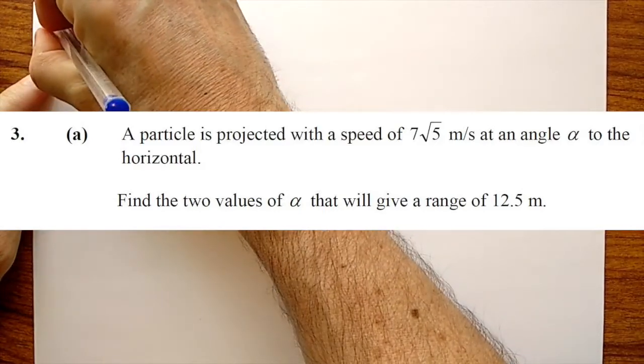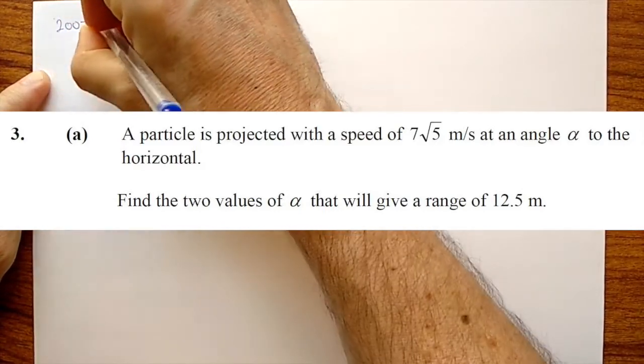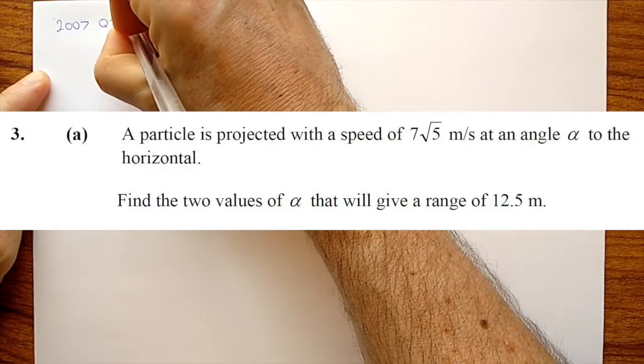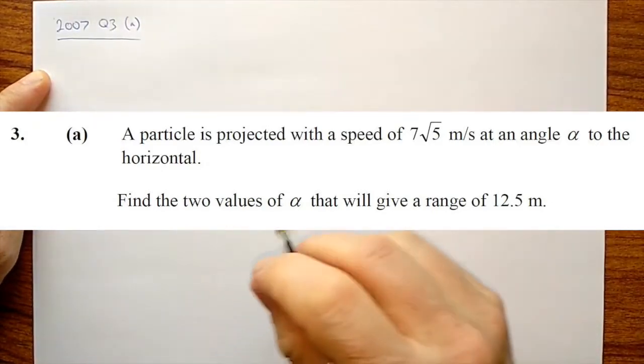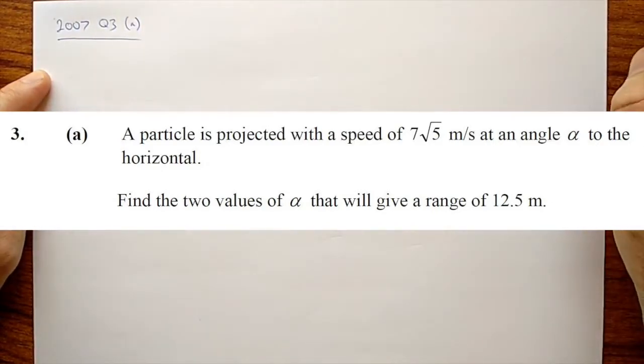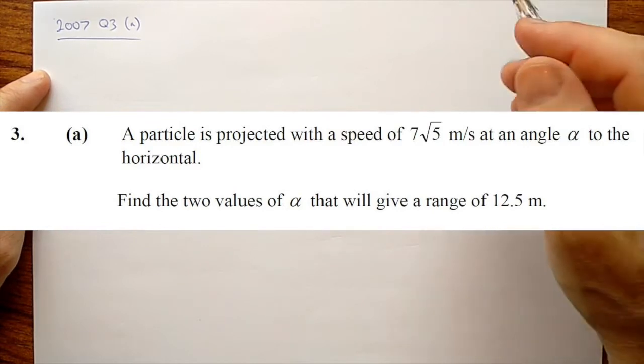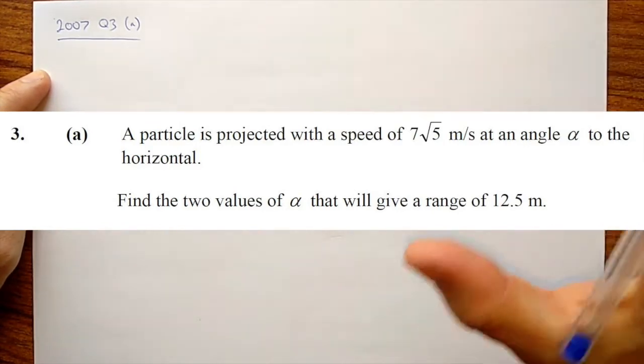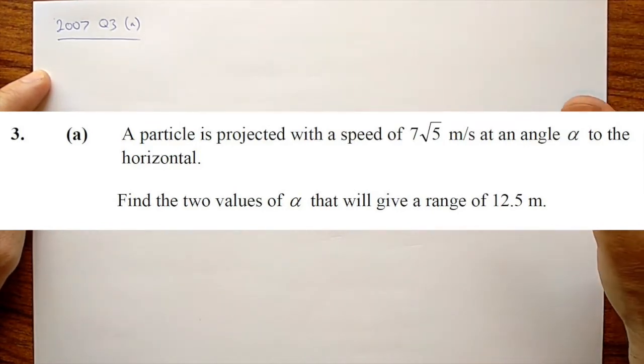So now we're going to look at 2007, question 3, part A. A lovely simple little question on the surface of it, but it's a nice bit of work to get through it. So, particle projected, we know the speed, 7 root 5, angle alpha we don't know, and we're looking for two values of alpha.